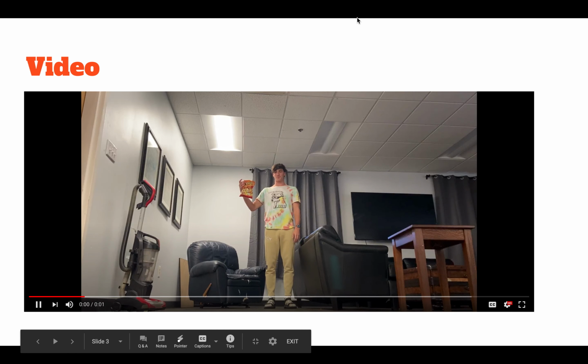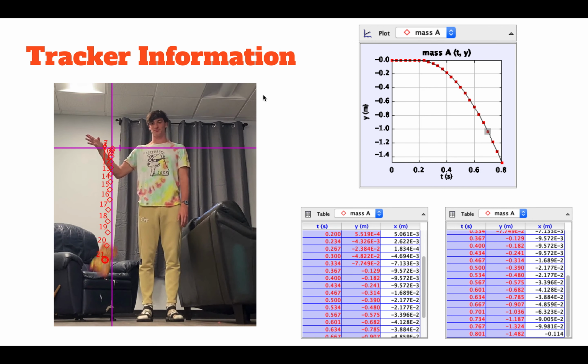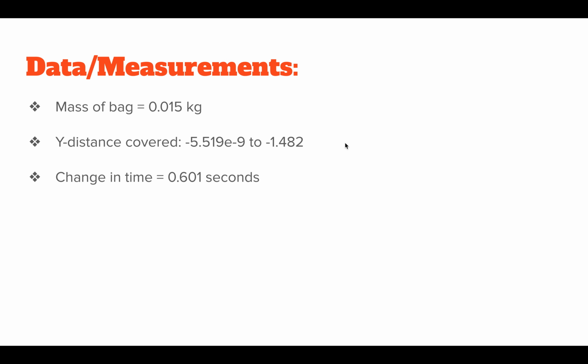Here's my video. Short and sweet. And here's my Tracker information. You can see here, this is me doing the actual point mass analysis. Here's the graph that was made in Tracker, and here's the information from Tracker. I have highlighted the time and y orientation because those are the two values we cared about. We didn't use x orientation in this lab.